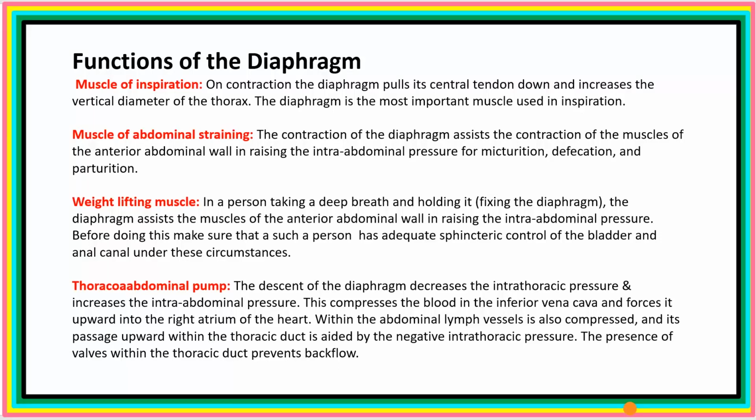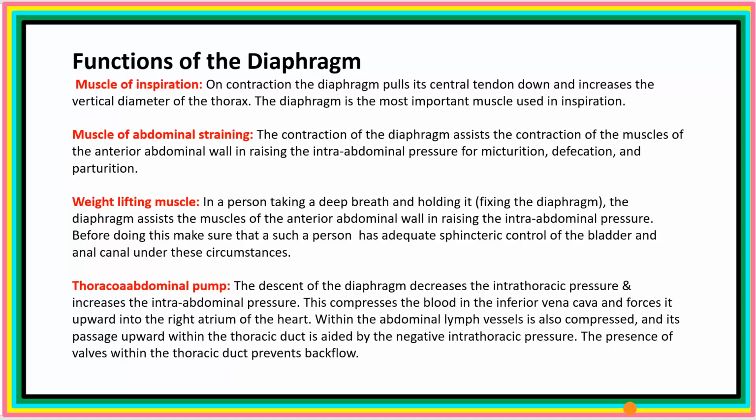As we noted at the beginning of this lecture, the diaphragm is the principal muscle of respiration. So the first function we'll consider is the function of inspiration. On contraction, the diaphragm pulls its central tendon down and will increase the vertical diameter of the thorax. The diaphragm is the most important muscle used in inspiration.